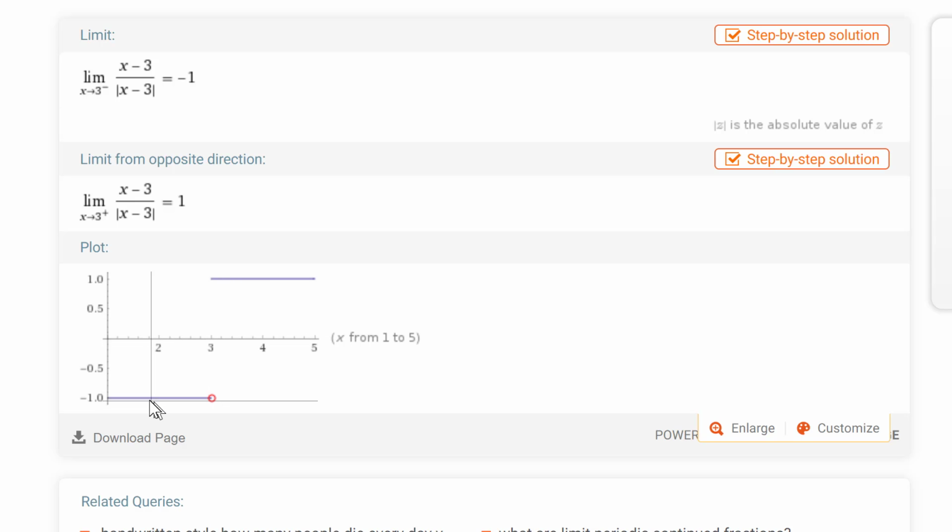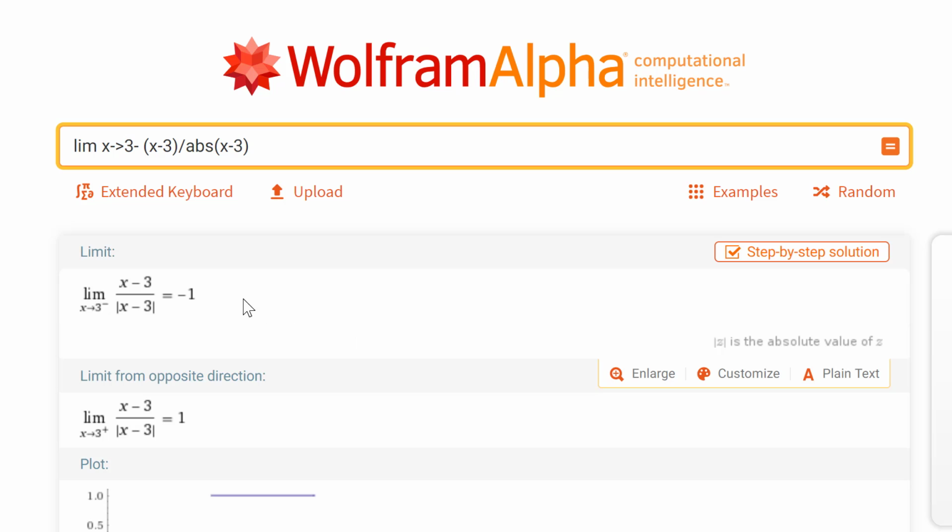It looks like a piecewise defined function. As we come into 3 from the left, you can see the resulting y value is negative 1. And as we come into 3 from the right, the resulting y value is positive 1. So that's a nice little picture. So there we have it. We've verified our result on Wolfram Alpha.